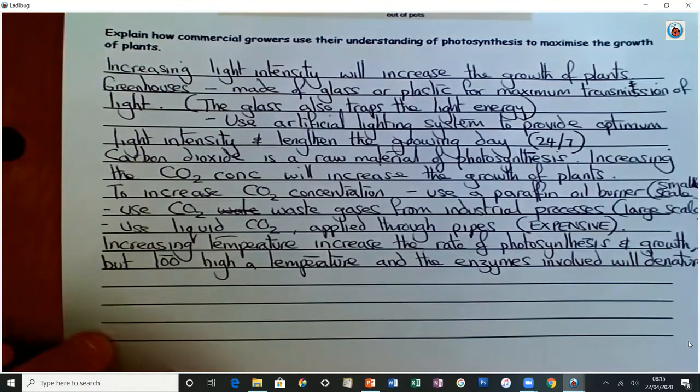How can we increase the temperature? Well, again, we can use a paraffin oil burner because as well as producing carbon dioxide, it will produce heat, or we can use a heating system, have hot water pipes running through the greenhouses. So let's write that down.